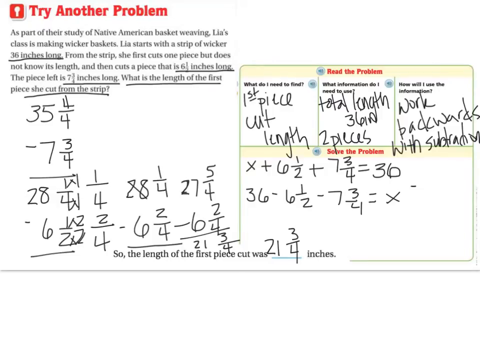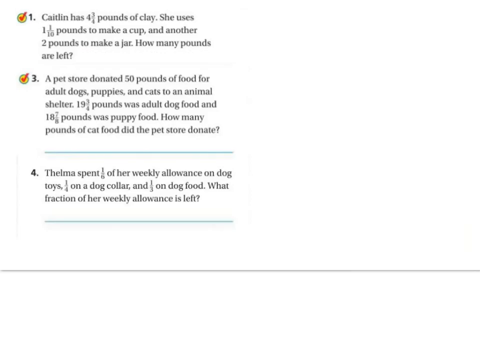Remember that you want to ask yourself, is your answer reasonable? Well, I think that my answer is reasonable because 21 3/4 is less than 36. I also can think that the other two pieces were 6 and 7. If I add those together, that's about 13. 13 plus 21 is still going to be less than 36. So I think that my answer is reasonable. Let's look at number 3 together.